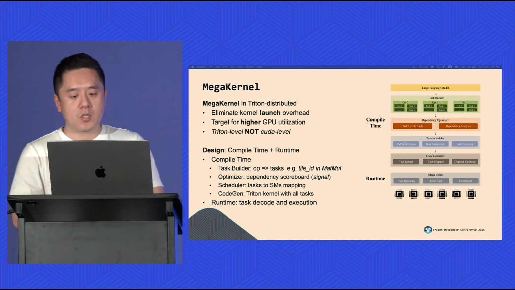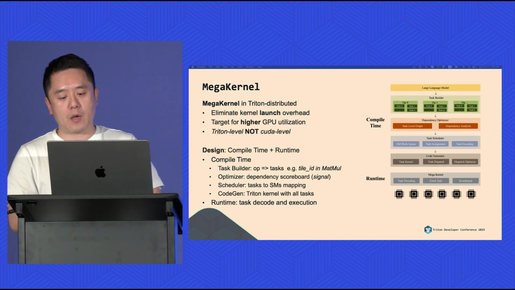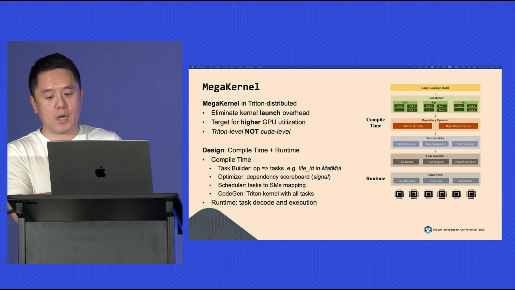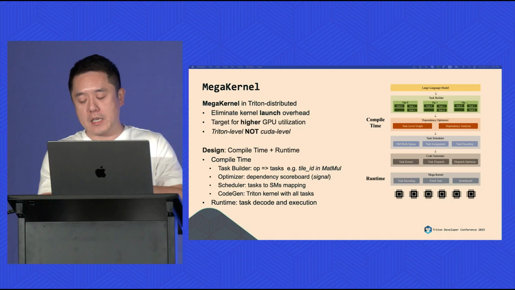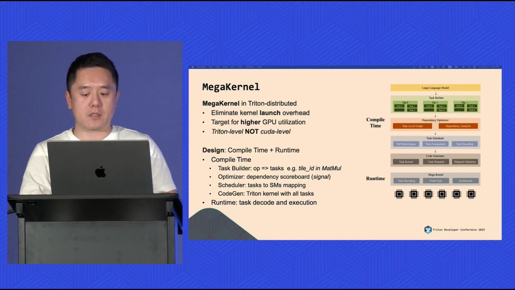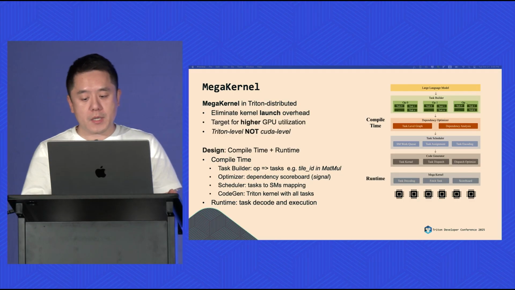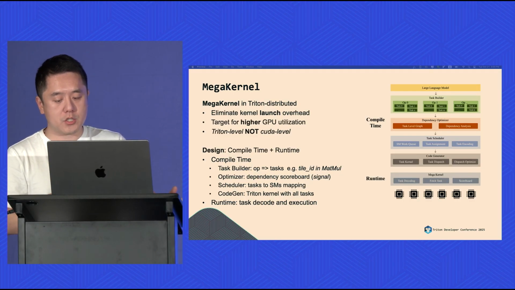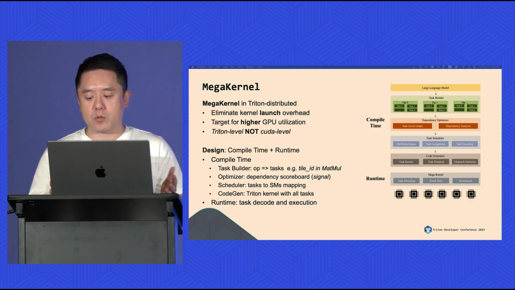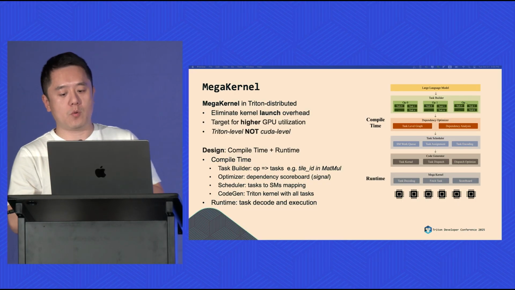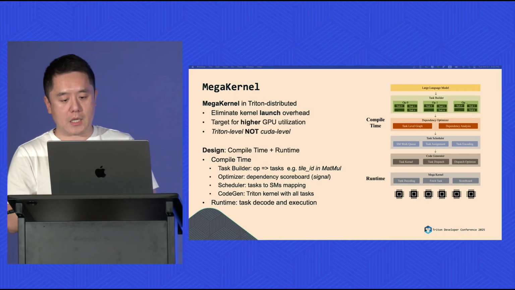So here is a new feature that I want to introduce, the MegaKernel, where we want to use the forward pass computation and communication as a single big Triton kernel. We want to further eliminate the kernel launching overhead and further increase the utilization. And more importantly, this will be at the Triton level, not at the CUDA level.